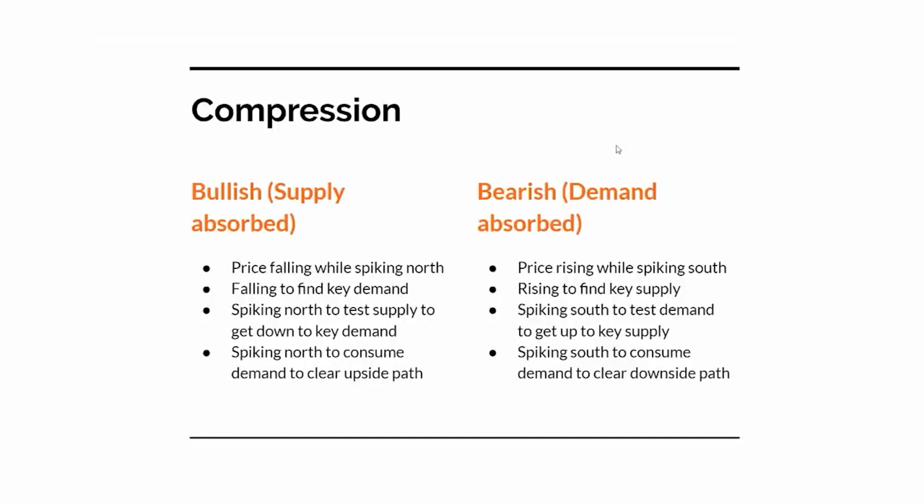It's opposite for the bearish compression zone. It's where demand is being absorbed. Price is rising while spiking south. So basically, it's rising to find a key high time frame supply zone to reverse the trend. While it's rising, it's also spiking south, which is testing demand so it can get enough buys and bullish momentum to reach up to that key supply zone.